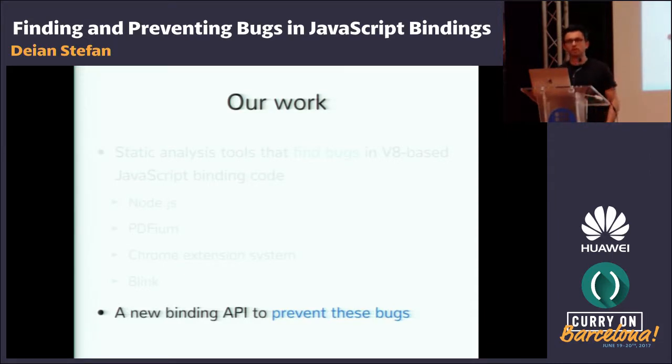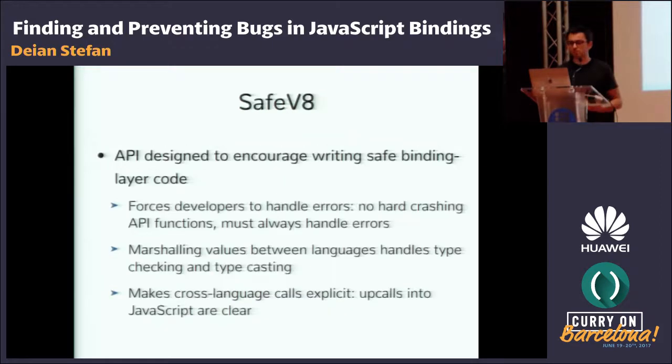So we designed a new binding layer API that helps us prevent these kinds of bugs by construction. And we're calling this Safe V8. So Safe V8 is actually just a wrapper around V8, but you can imagine implementing it directly above the JavaScript VM as opposed to what we did.